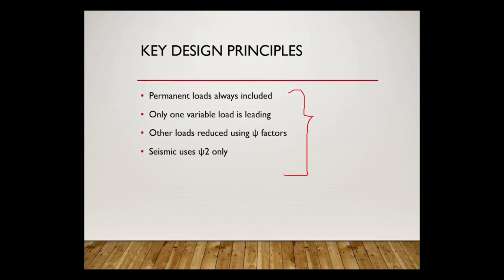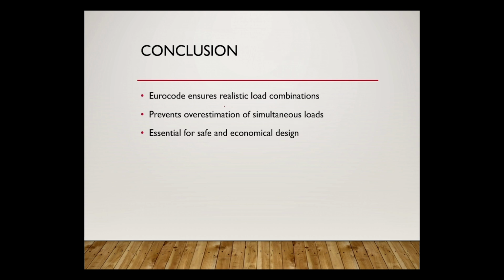So technically, the key principles of this whole combination is that the permanent load is always included. That is the key thing to take. For the variable load, there is only one leading variable load. It can be live load, it can be wind load, it can be anything. And the other loads will be reduced by the factor ψ, as I explained before, based on the table. The Eurocode, in this case, always ensures realistic load combinations, prevents summation of simultaneous loads, and is also essential for safe and economic design.